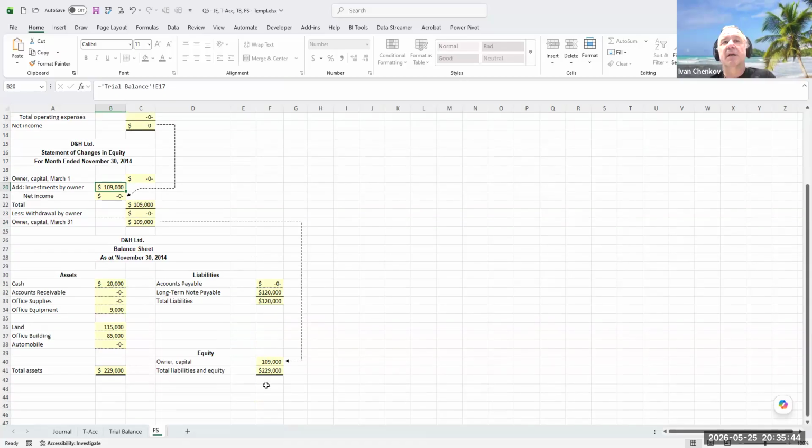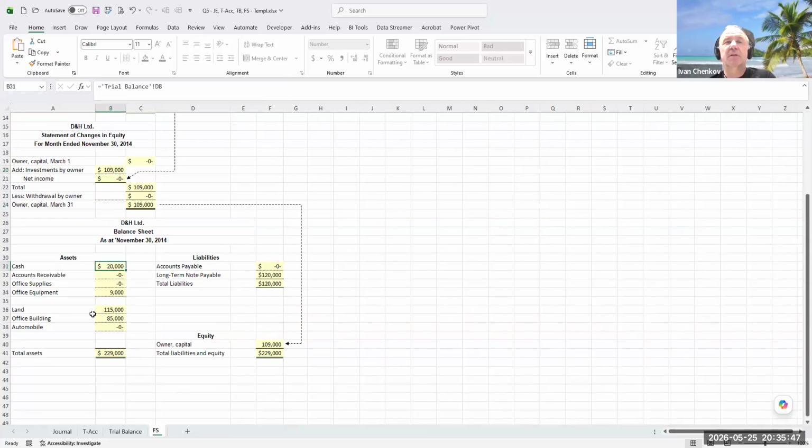And we can see what the company has at this point. The company has $20,000 cash, $9,000 worth of office equipment, $115,000 land, $85,000 office building. Also, the company has a liability, $120,000. So with the assets, when the company pays the $120,000 liability for the long-term note payable, the rest is for the owner. 109,000 is for the owner. So at this point, as you can see, the company has more liability than equity.